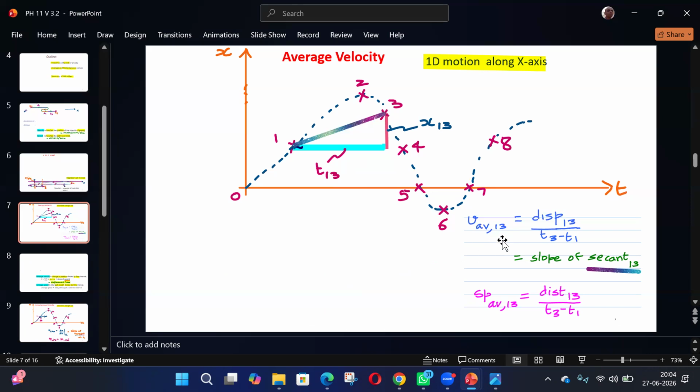Okay, we can call it velocity because I'm taking both positive and negative displacement. That is the same as the slope of this line. With the right angle triangle, this ratio is nothing but tan of this angle, which is the secant. A secant is a line which touches the curve, or you can say cuts the curve at 2 points.